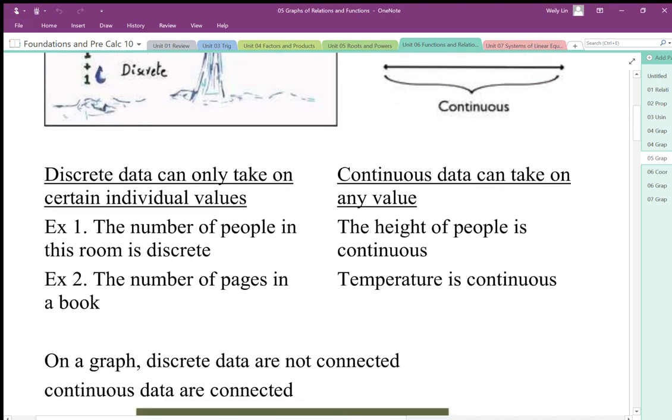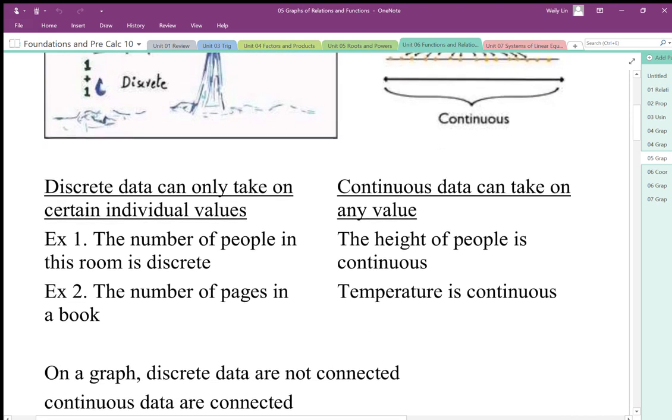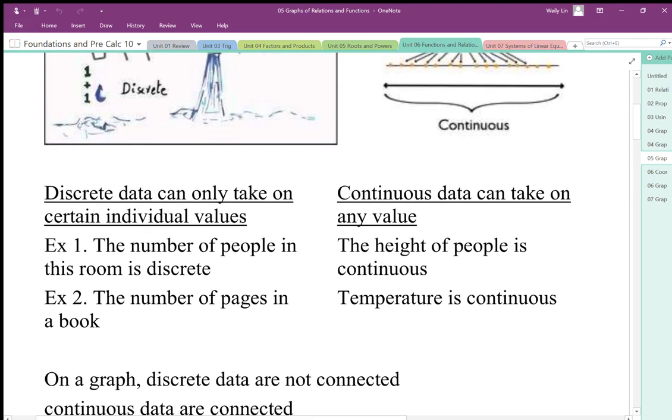Some examples of a discrete variable would be the number of people in a room. You cannot have 2.5 people in a room. Another is the number of pages in a phone book or in a book. We can't have 14.5 pages in a book. That doesn't really exist.